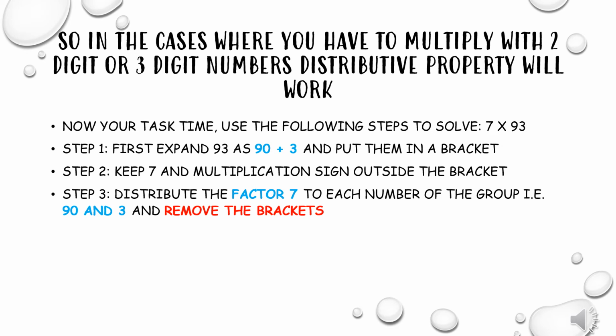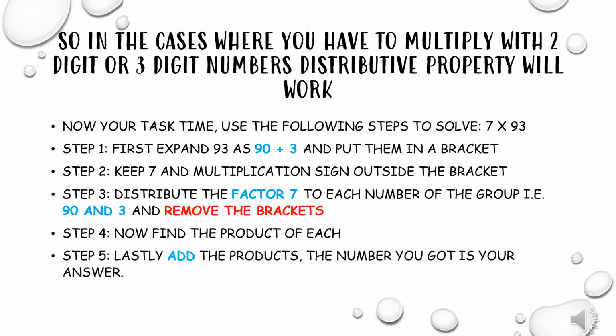Now step 4 says that find the product of each. So you must have written down 7 times 90 plus 7 times 3. So find out the product of both of them. And lastly, add the products. The number you got after adding is your answer.